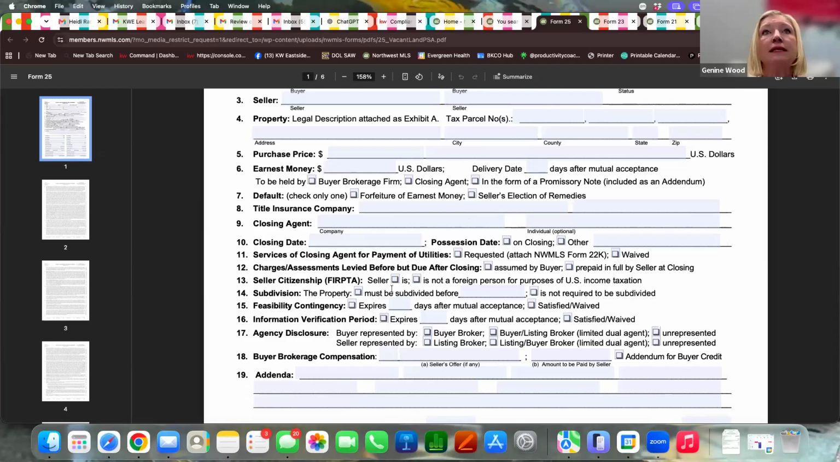But must it be subdivided before? So the property must be subdivided before X date, or is not required to be subdivided. And feasibility either expires X number of days or is satisfied and waived. Never satisfy and waive a feasibility study. We have no idea what land has or controls. There are companies out there that will physically help your buyer go through the whole process of feasibility. Feasibility should be no shorter than 30 days.